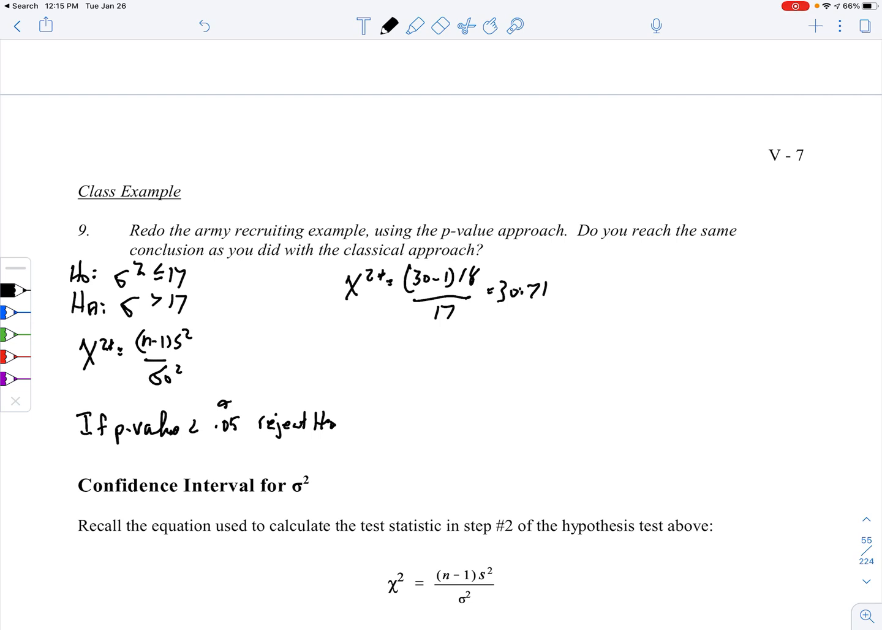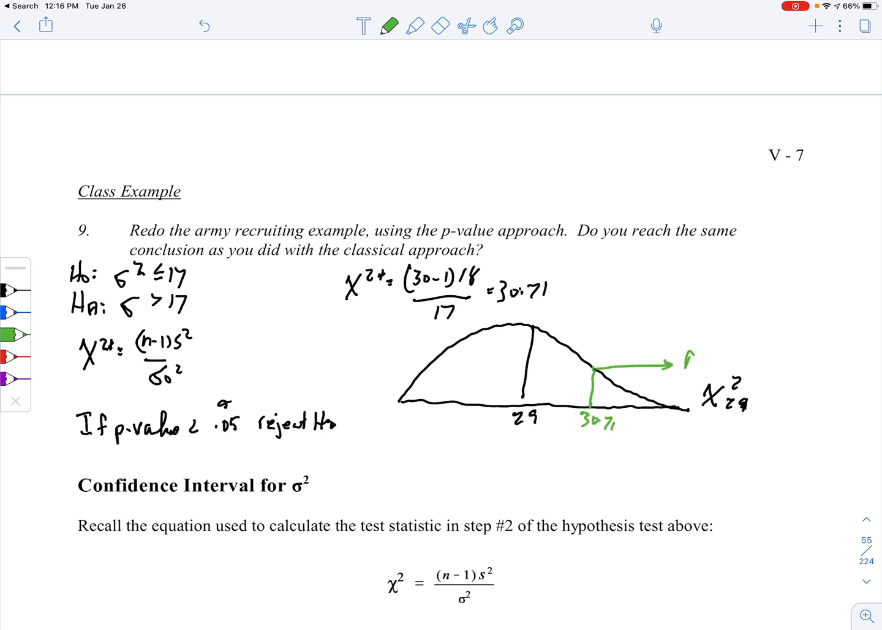And that's where we now go to a chi-square table. So let's take a look at a chi-square table. Here's the distribution. 29 degrees of freedom. Always put the 29 in here just to make sure that the number you get when you do the calculation makes sense. In this case, we are talking about an upper tail value. We're talking about calculating from 30.71 up, and that will be the p-value.